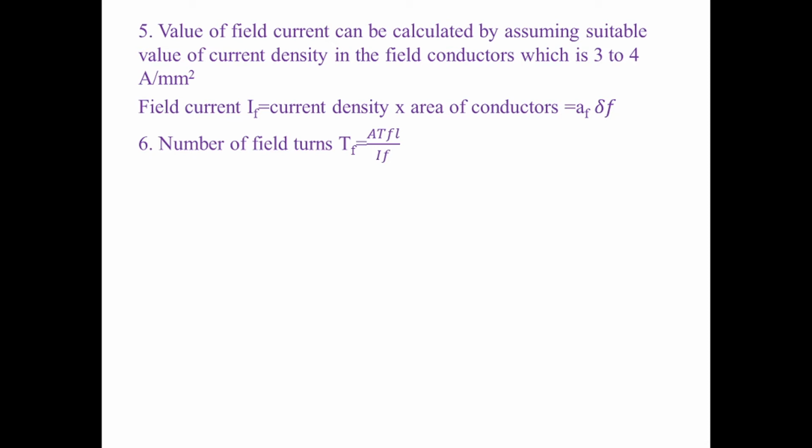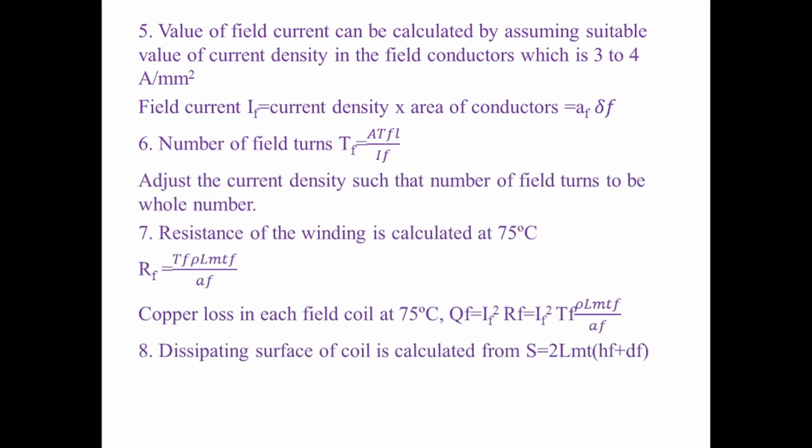Number of field turns TF is calculated as ATFL divided by IF. So we need to adjust the current density, that is delta F, such that the number of field turns you are getting is a whole number. It should not be a fraction.